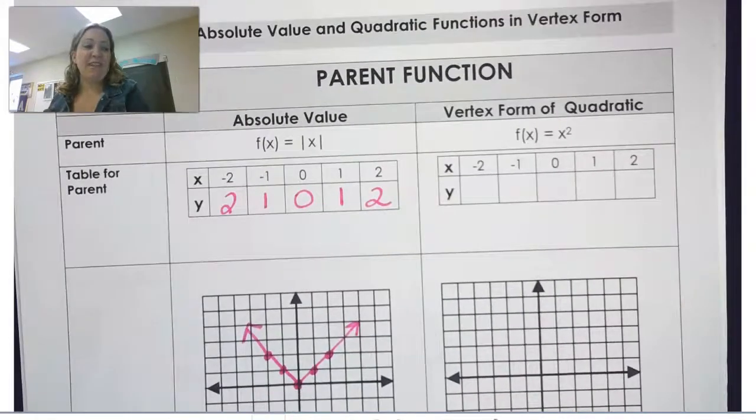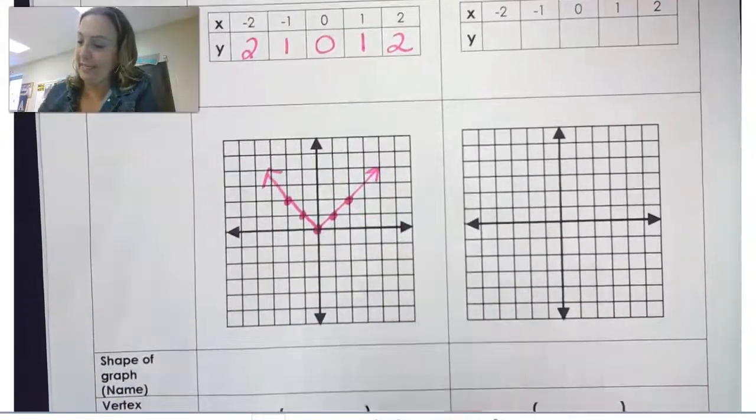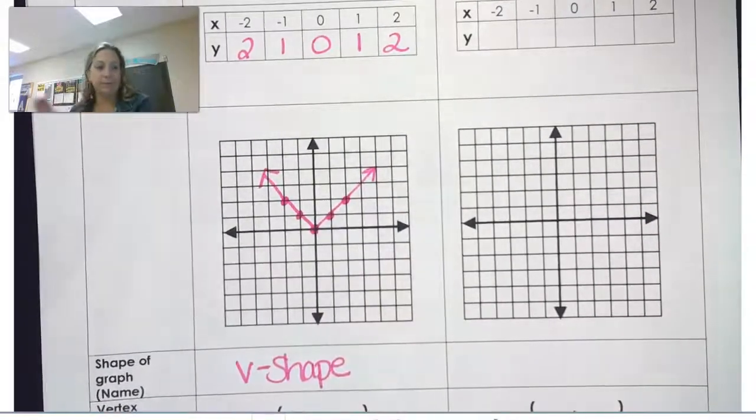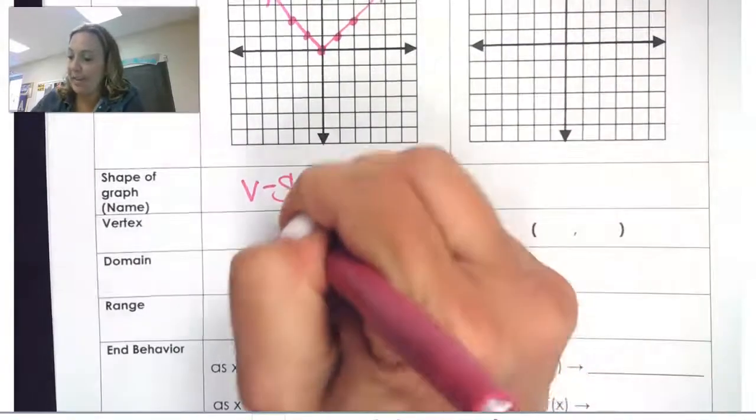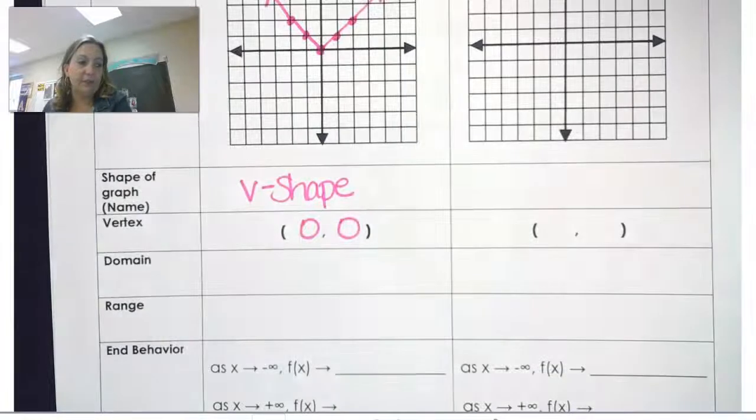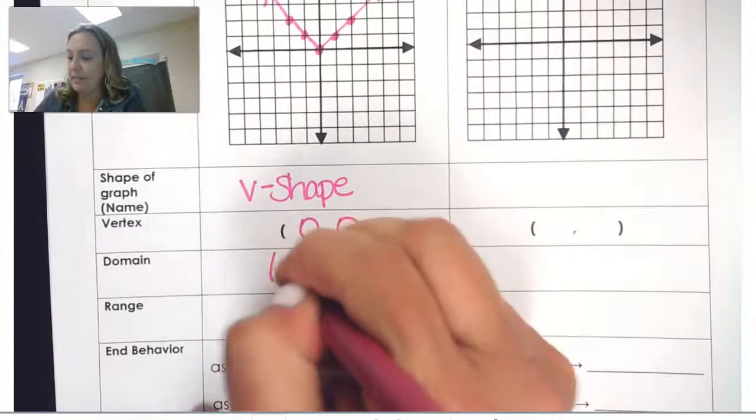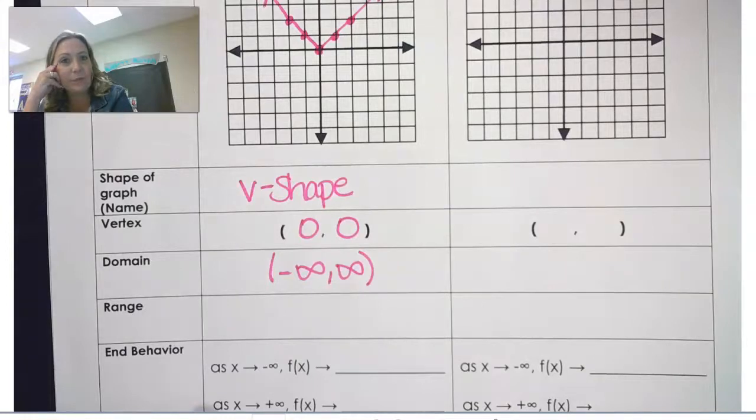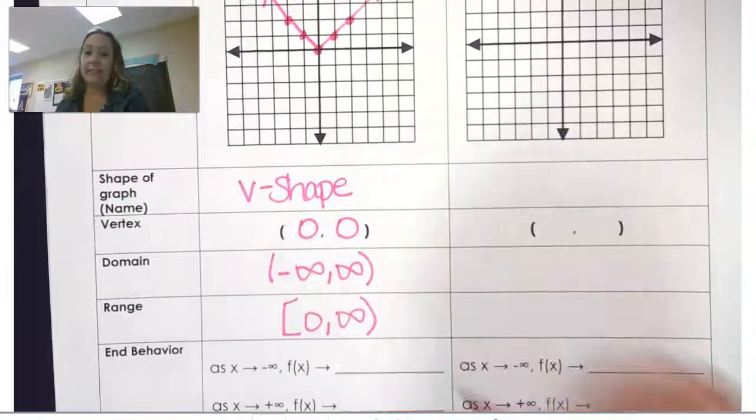And again, we don't really have a name for this graph. We just say that as far as what it is, we do say that it is V-shaped. And we know, based on our work in Unit 1A, that our vertex is at 0, 0. The domain of this parent function is all real numbers, so -infinity to infinity. And our range is everything from 0 to infinity.